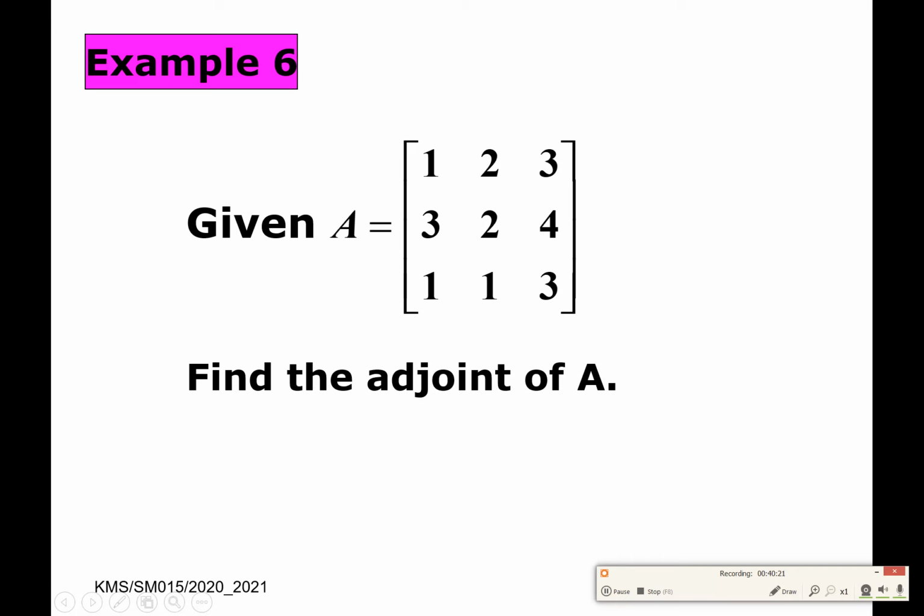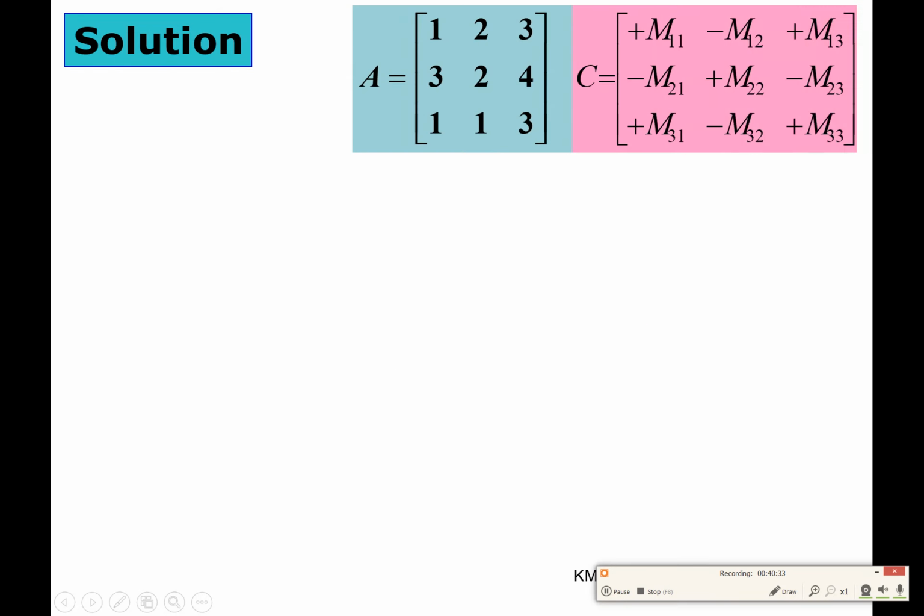So let's try example 6. Given this A, a 3 by 3 matrix, find the adjoint of A. If you want to start calculating, make sure you know matrix A and the idea of cofactor, because you need to check the plus and minus. So for C, the cofactor, we find the cofactor first.